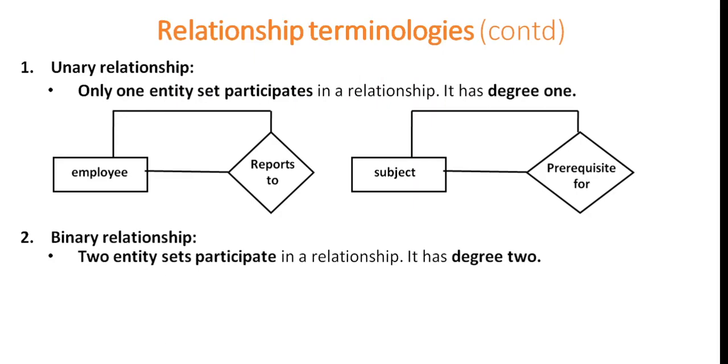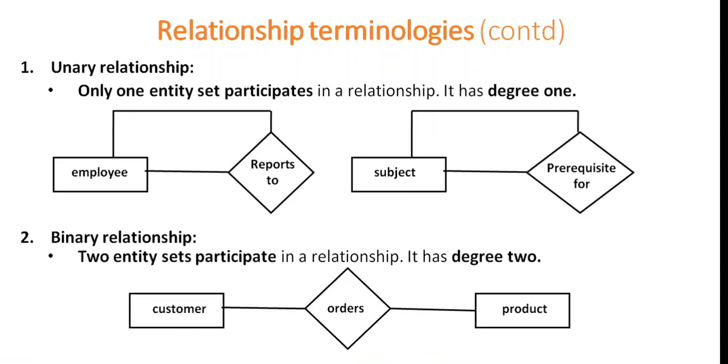Then we have the binary relationship. As the name suggests, binary means something which consists of two entities. When two entity sets participate in a single relationship, it is called a binary relationship, and this relationship has degree 2. Here a simple example is given.